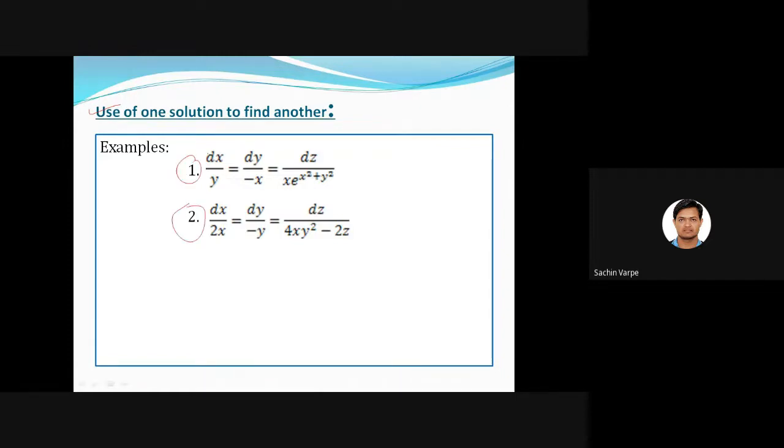Suppose to get the first solution, when I equate the first two ratios, the third variable is eliminated completely, isn't it? And we can get the variable separable form. So what is the variable separable form from this? That will be x dx is equal to minus y dy. And that is the variable separable form. When we integrate it with the constant of integration, what is the integration? x square by 2 plus y square by 2 is equal to c1. So when I multiply both sides by 2, what I'll get? x square plus y square is equal to 2c1. So that is the first solution we will get.